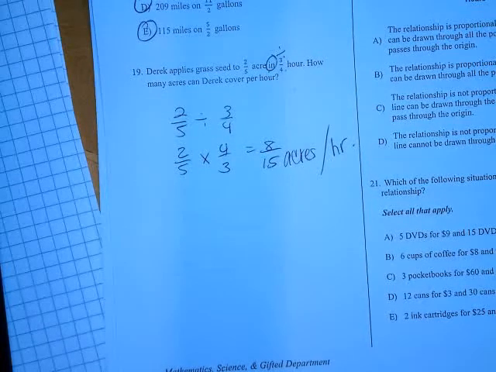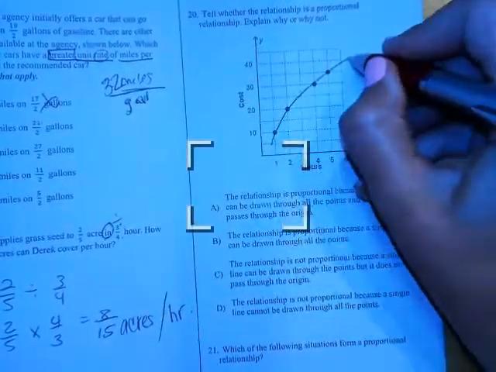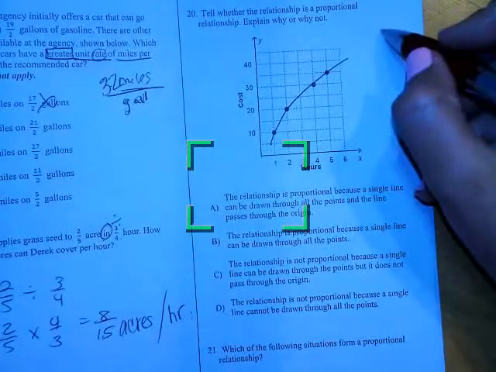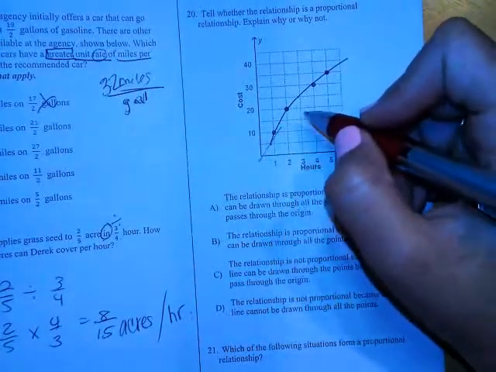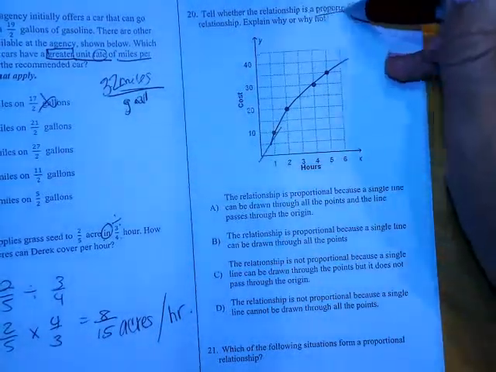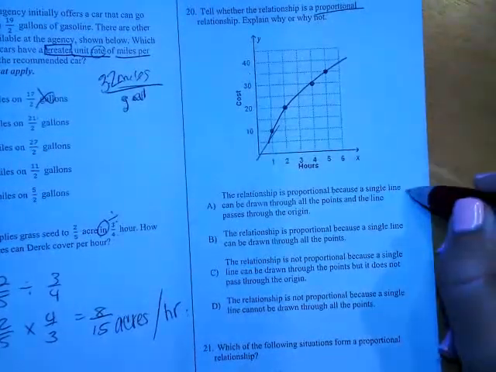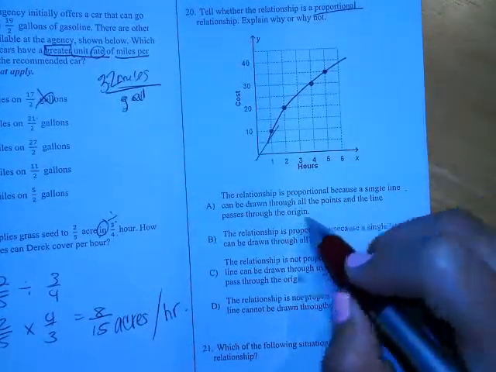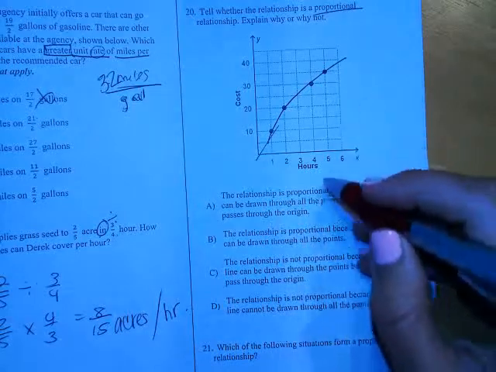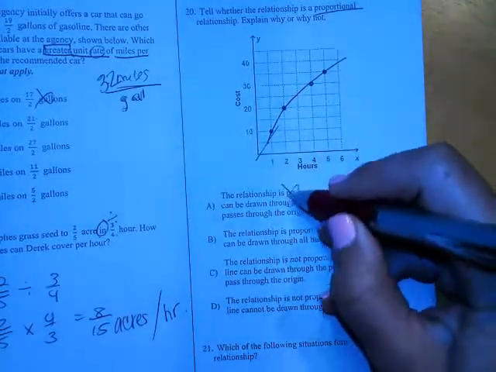Number 20, tell whether the relationship is proportional and explain why or why not. Well, I'm going to connect the dots. Automatically, it's not a straight line. Yes, it may run through the origin, but it's not a straight line. In order for it to be proportional, it needs to be a single line that can be drawn through all the points, and the line passes through the origin. It's not proportional.